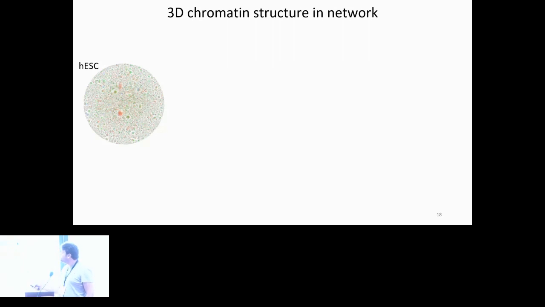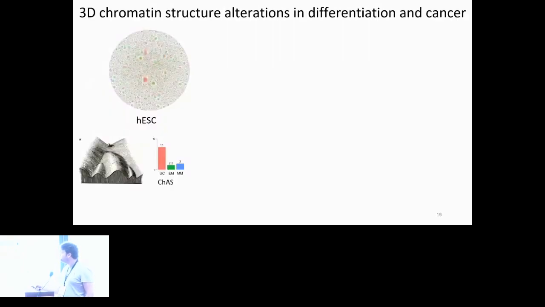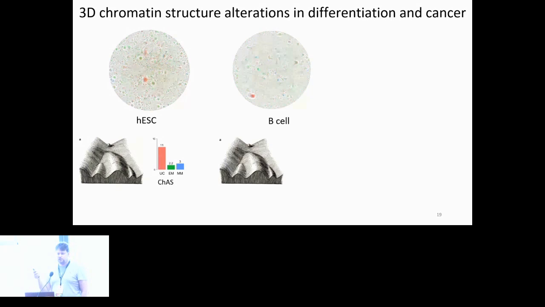Now, I will compare the human embryonic stem cells, which are undifferentiated, in the epigenomic landscape. We compute the CHAS, the chromatin assortativity, and they are highly enriched in old genes. But when we compare with the B cells, which are differentiated, we compute the CHAS, and we observe that the early metazoan is assortative, like old genes.